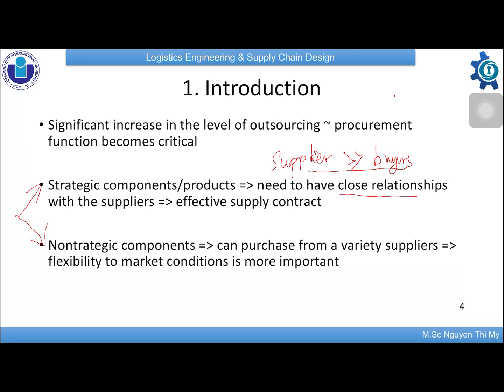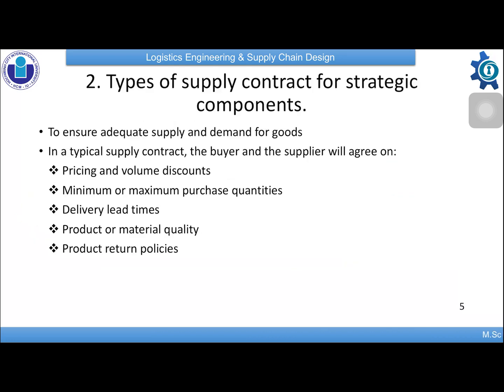And since we need this for strategic or non-strategic components, a supply contract is the main point for us to maintain and adjust the relationship with the suppliers, and to ensure adequate supply and demand for products. A supply contract is recommended.